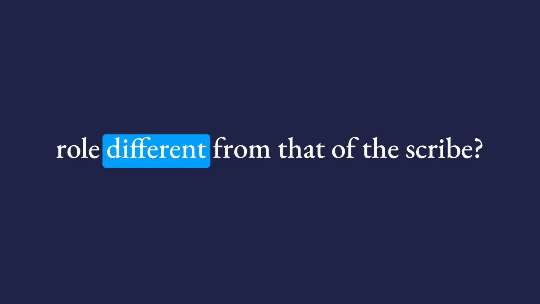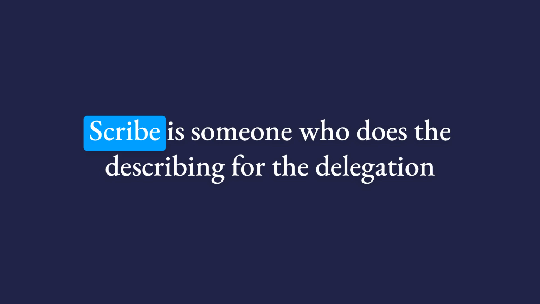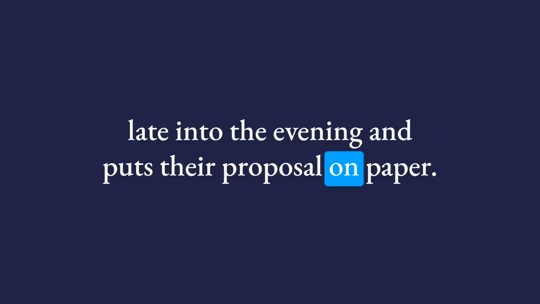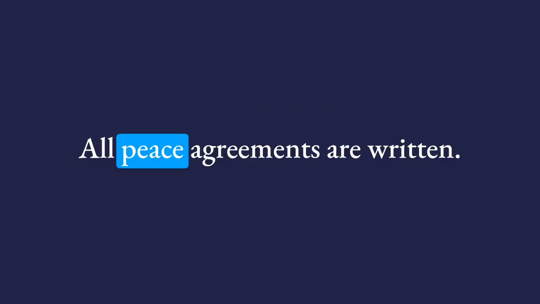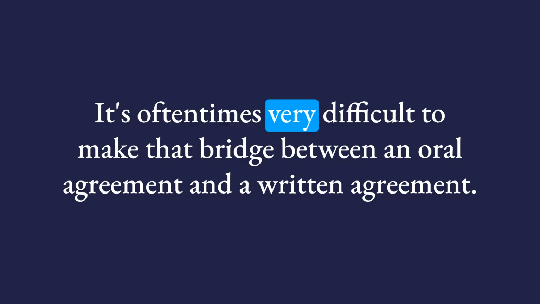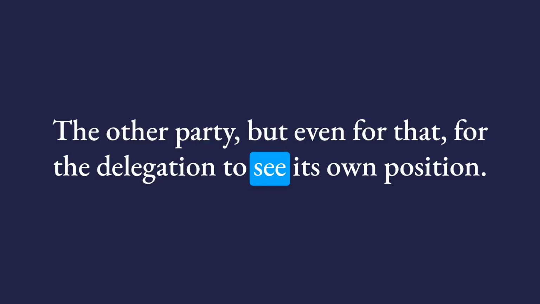Then how is this role different from that of the scribe? The scribe writes it all down. The scribe is someone who does the scribing for the delegation late into the evening and puts their proposal on paper. Interestingly, in many cultures, they're focused on oral argument, oral history, oral negotiation. All peace agreements are written. It's oftentimes very difficult to make that bridge between an oral agreement and a written agreement. And again, Nicole, words matter. And so the scribe will draft up the position of the parties to then put before the other party. But even for that, for the delegation to see its own position.